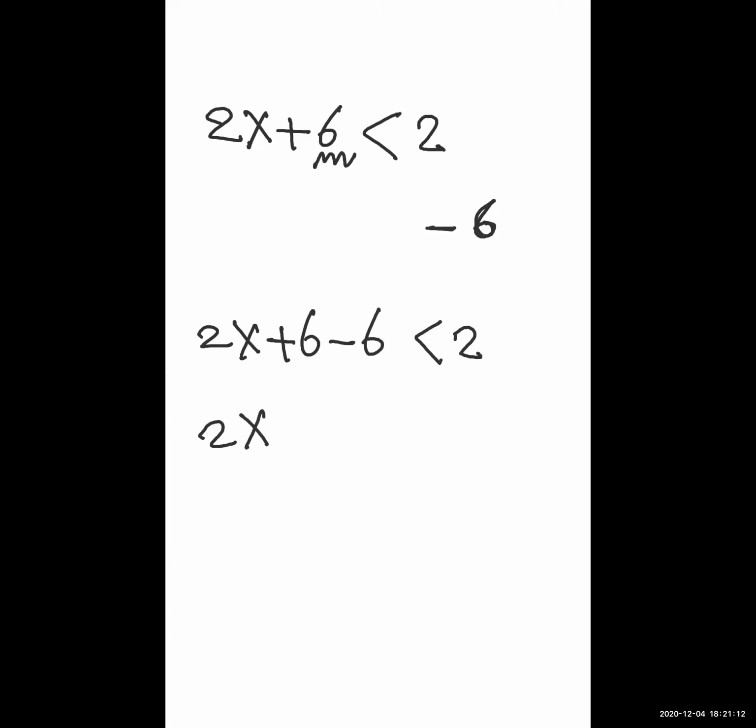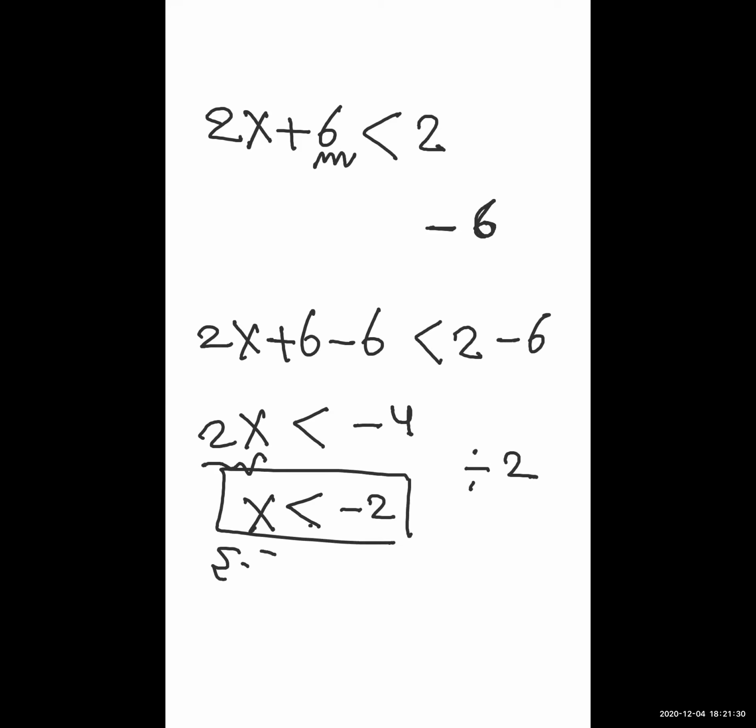So now 2x less than 2 minus 6, which means negative 4. Now this is 2x. I want to get x, so divide the two sides by 2. So x less than negative 2. So the solution set now will equal negative infinity to negative 2. And of course, the interval is open from the side of negative infinity. And also here it's only less than, there is no equality sign, so negative 2 is not included.